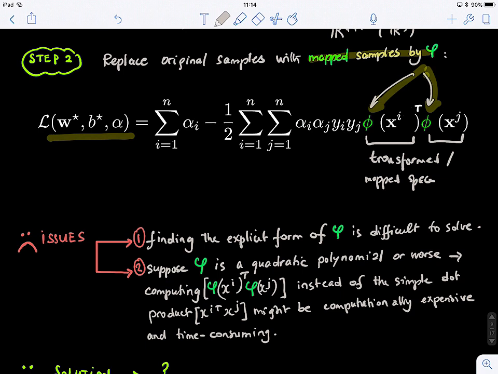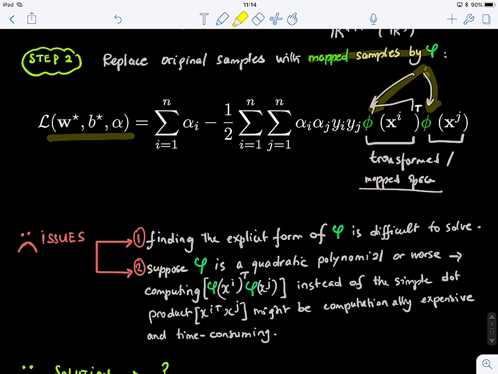So this is what we call feature transformation. If you transform the features into this space where everything is linearly separable, you can simply use the regular linear SVM. So that's the main idea. However, there are two main issues in solving this problem.